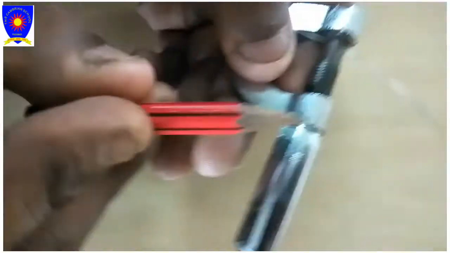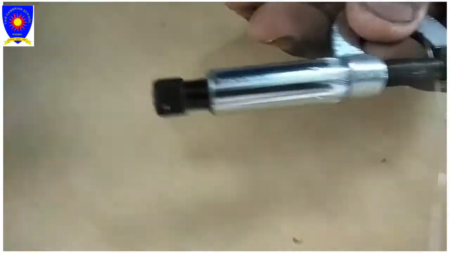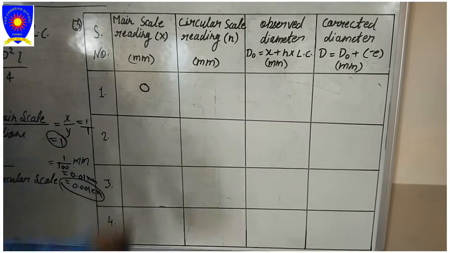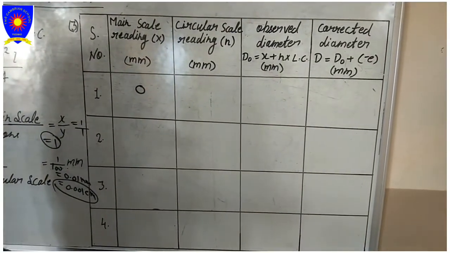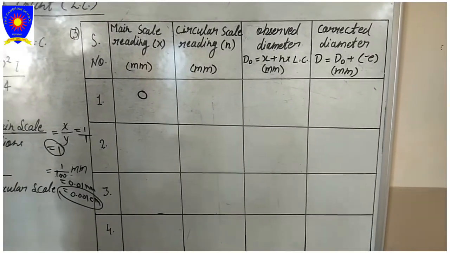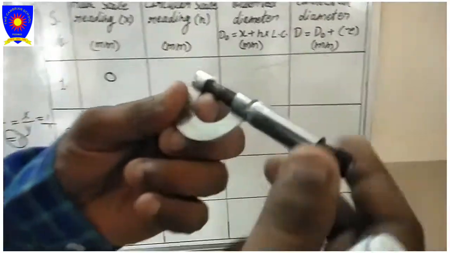Okay, not 1, because it has not completed one rotation, that is 0. So its main scale reading is 0. Why? Because it has not completed a single main scale division. It has not moved on the main scale by a point. It means that the main scale reading is 0. Now we have to find its circular scale reading.